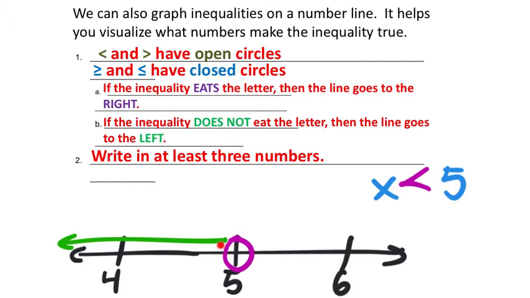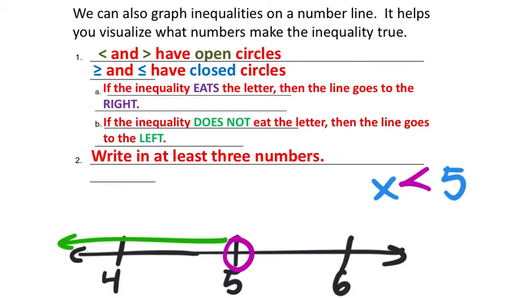This indicates that everything to the left of 5 on the number line makes this inequality true. 4 would make this true because 4 is less than 5. 0 would make it true because it's less than 5. Any negative value would make this true because they're all less than 5. Again, this indicates that there's an infinite number of values that would make this true. There's too many to show in a list.